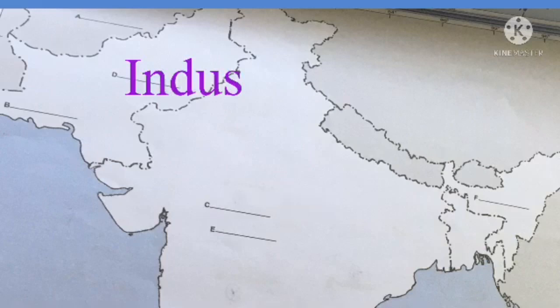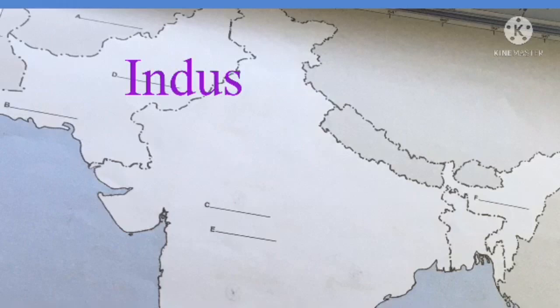Okay. What is the next question? The river on whose bank the first cities developed. Where is it, children? Yes, it is in the northern side. What is the river? Indus. Which river, children? Once again you will repeat. Yes, Indus. What is the spelling for Indus? I-N-D-U-S, Indus.